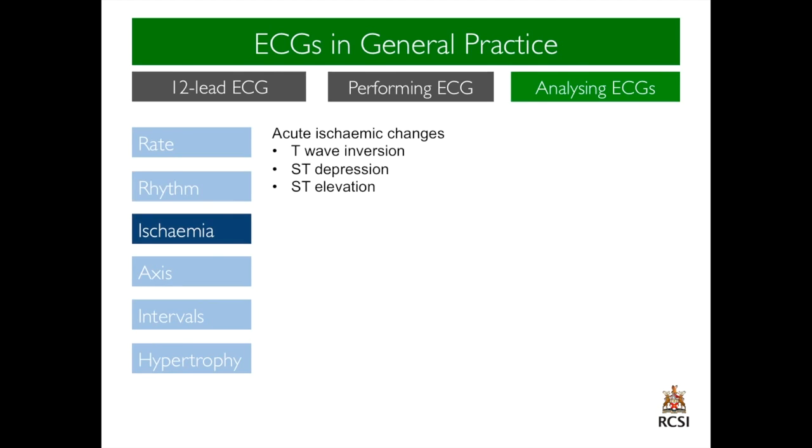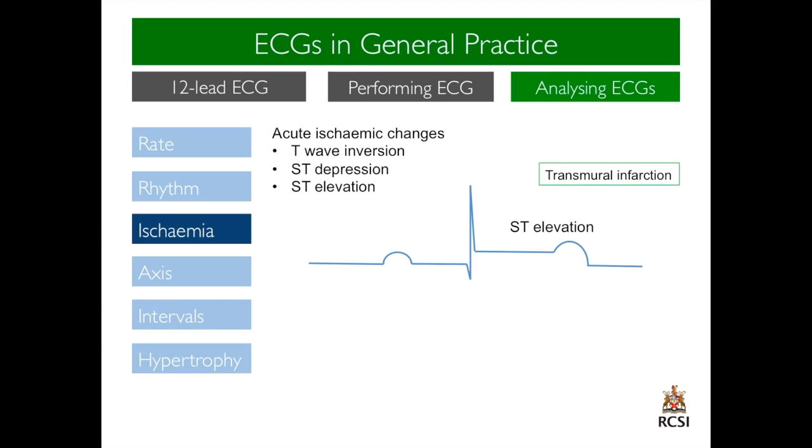Moving on to ischemia. Acute ischemic changes include, firstly, T-wave inversion, ST depression, or ST elevation. This is important because it represents transmural infarction. An ST elevation myocardial infarction is treated differently in terms of thrombolysis and intervention. You must also be aware that there may be old ischemic changes on ECGs, such as established Q waves.